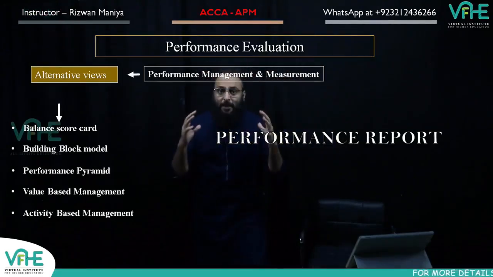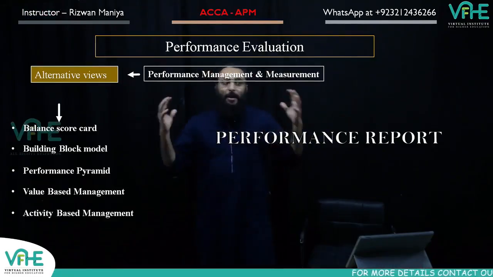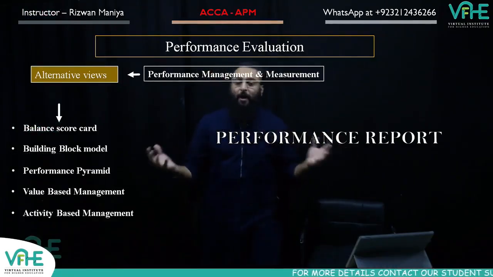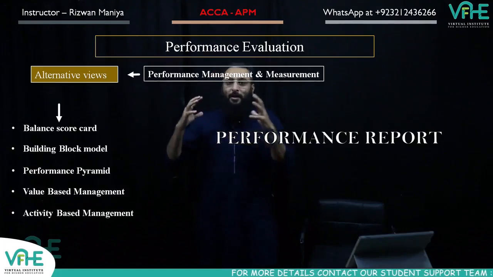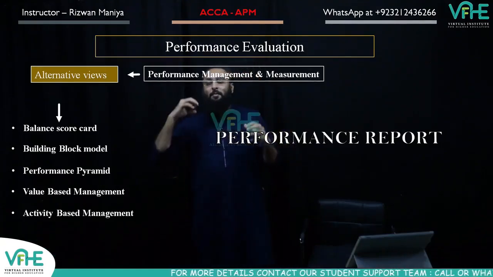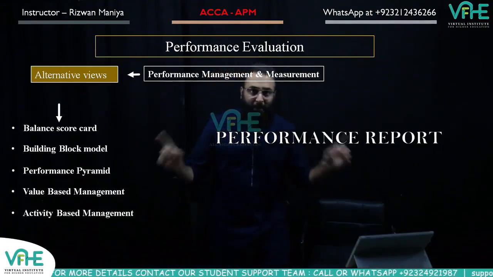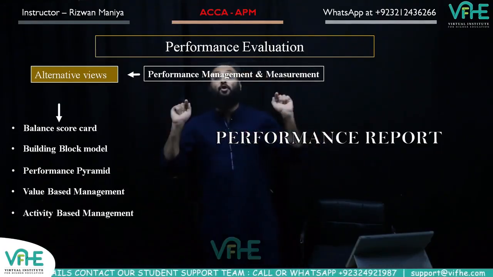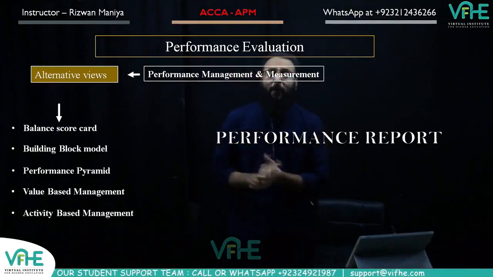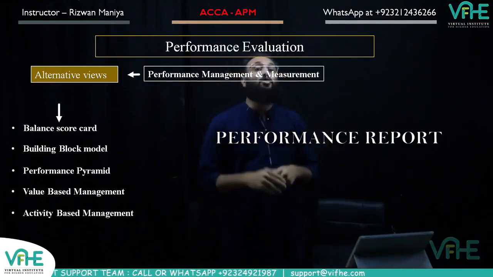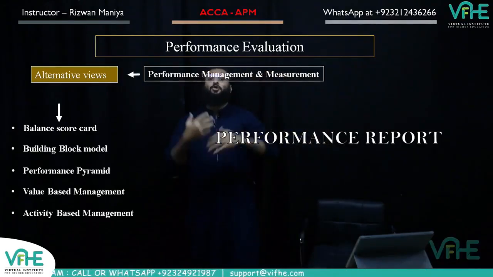We evaluate the system where we look at the KPIs, how suitable they are. We look at whether the system of the organization, from the eyes of the balanced scorecard, building block model, performance pyramid. You all know this. This is the crucial category. Then after evaluation, we are in a position to suggest, to recommend.